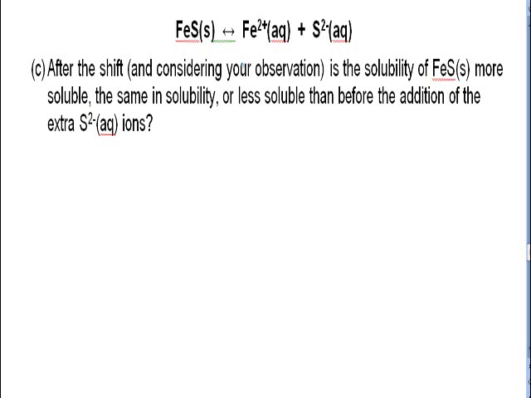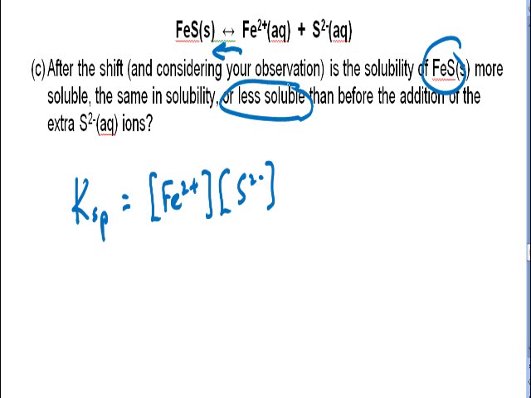So in response to this question, after the shift, since we saw more solid form from the reaction getting driven to the left, that means the solubility of the iron sulfide is actually now less soluble because more solid has been created.